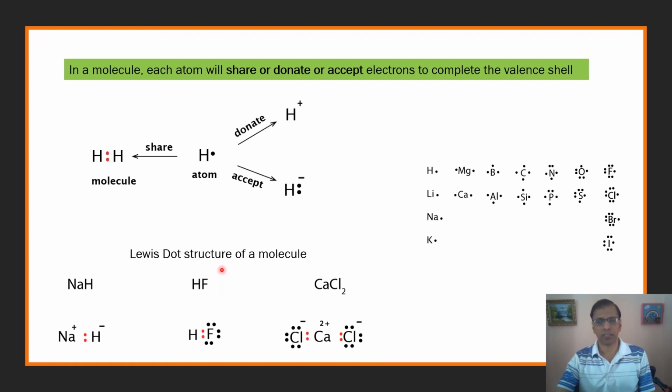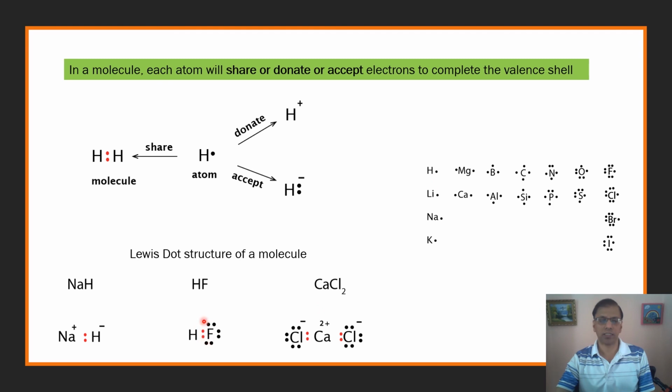Let's look at another example, HF. In case of HF, you arrange the atoms, well, there's not much options here. You can just put H and F. That's the only way you can arrange it. Hydrogen has 1 electron and fluorine has 7 electrons in its valence shell, but it has only 1 unpaired electron. So this unpaired electron can be shared with the hydrogen.